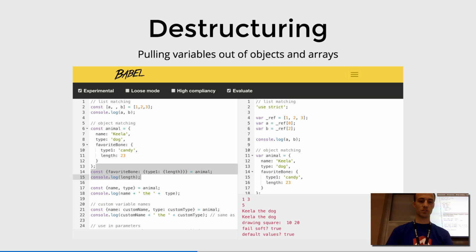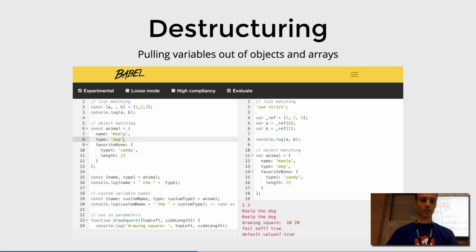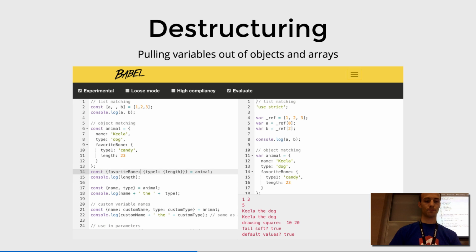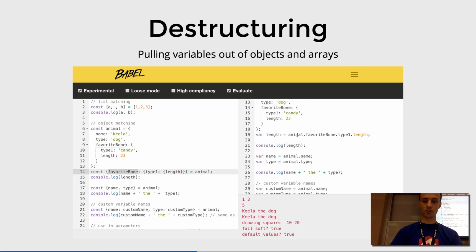Yeah, try not to be too creative. So, any questions about that? Yeah. So when you did that last example, you didn't actually make some variable called favorite bone, right? That's just to specify that it needs to go into that part. Yep, exactly. That's exactly what it does.